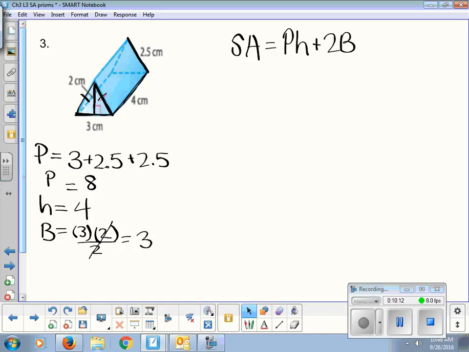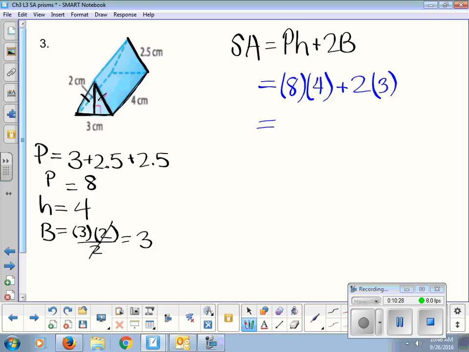So we can go ahead and fill in our values into the formula. Perimeter, we got 8. Our height is 4. And we're adding 2 times 3, our area of the base. What is 8 times 4? 32. And what is 2 times 3? 6. When we add these two together, we get 38, and our unit is going to be centimeters squared.